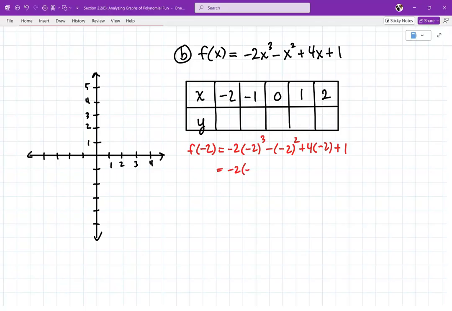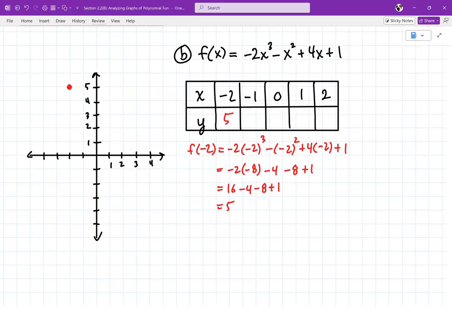Well, this is -2 times -8 minus a 4 minus an 8 plus a 1. That's 16 minus 4 minus 8 plus 1. So 16 minus 4 is 12, minus 8 is 4, plus 1 is 5. So here we go, negative 2, 5, up here.